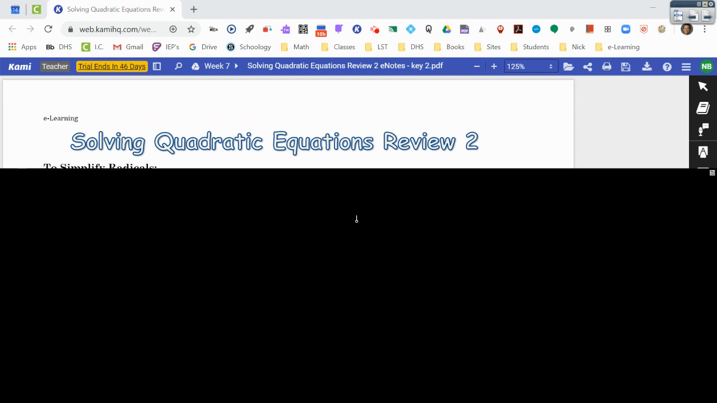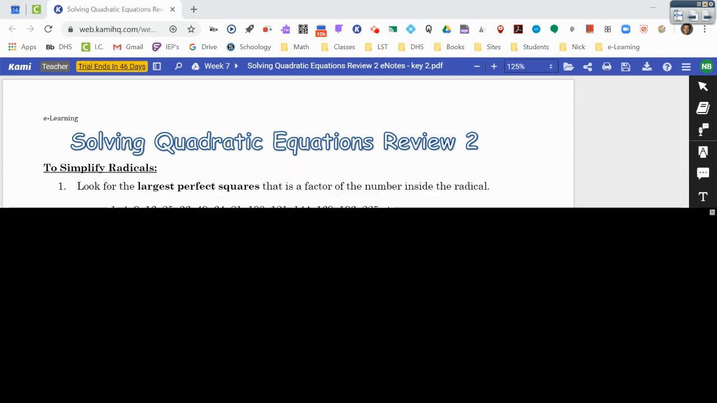We're reviewing solving quadratic equations. First, we're going to talk a little bit about simplifying radicals, because you have to be able to simplify radicals to solve these quadratic equations. So, simplifying radicals, right?